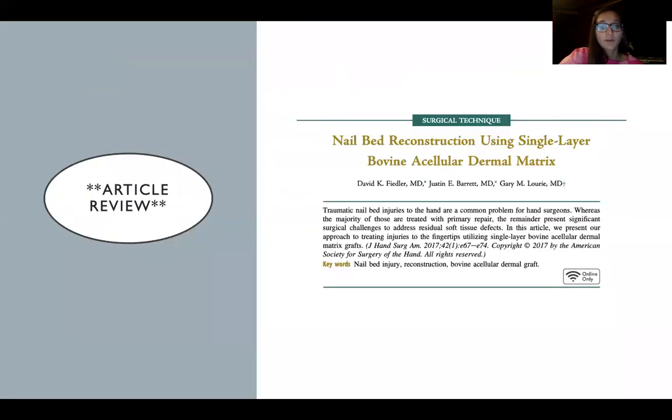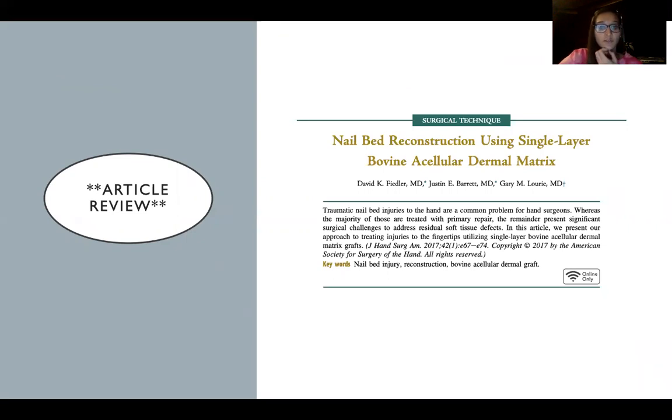So this was a relevant article I found by David K. Fiedler titled Nail Bed Reconstruction Using Single Layer Bovine Acellular Dermal Matrix. And the purpose of this article was to present an approach to treating nail trauma injuries using the single layer bovine acellular dermal matrix grafts.